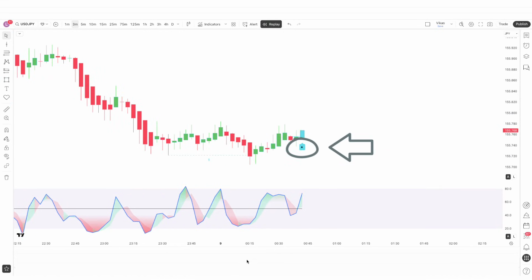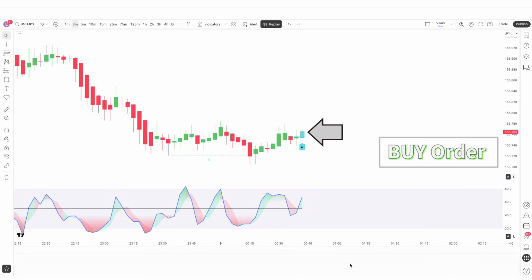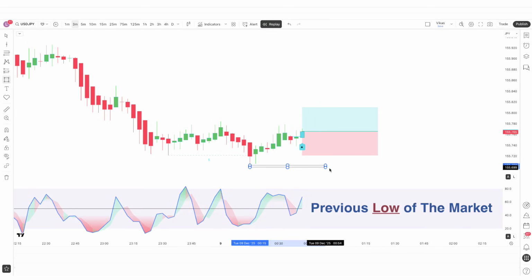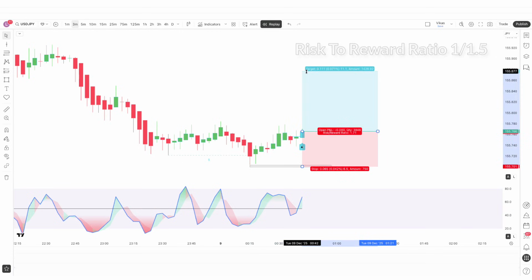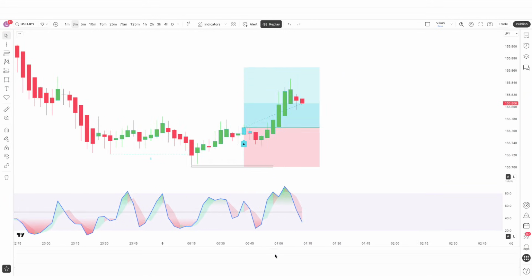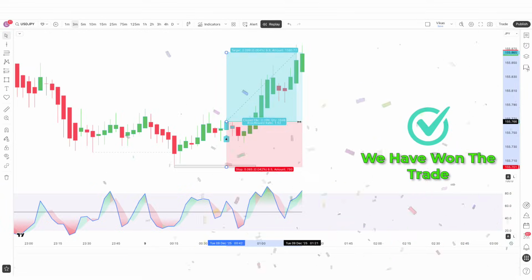When the swing failure arrow of this indicator is a buy signal, the blue line of the adaptive stochastic oscillator should be above the zero line, and the market forms a bullish candle. If this condition is fulfilled, then we will place a buy order. Our stop loss is to be placed at the previous low of the market, and the risk to reward ratio will be 1 to 1.5. The market has completely hit the target.